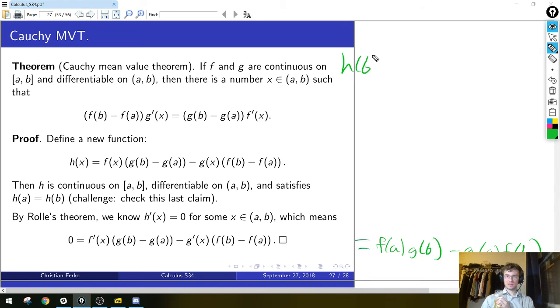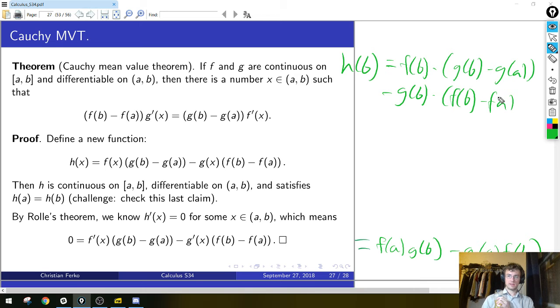Okay, so what's h of b, doing the same stuff? Doing the exact same stuff, substituting b for x. This is going to be f of b times (g of b minus g of a), minus g of b times (f of b minus f of a). Good. Okay, and simplifying that gives us what? f of b, g of b, minus f of b, g of a.